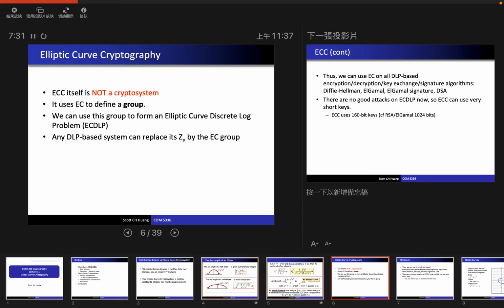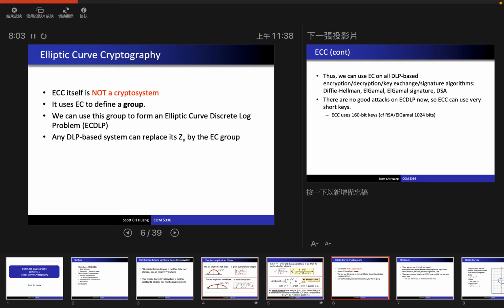This is a group studied by mathematicians. If you apply this group to these algorithms, that's a complete crypto system. That is why you may have, for example, elliptic curve DSA, or elliptic curve Diffie-Hellman key exchange. We will explain later. Elliptic curve Elgamal encryption algorithms, things like that. But elliptic curve alone is not a crypto system.